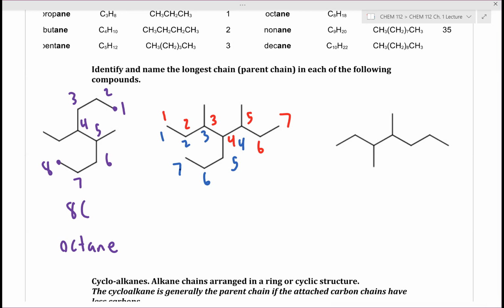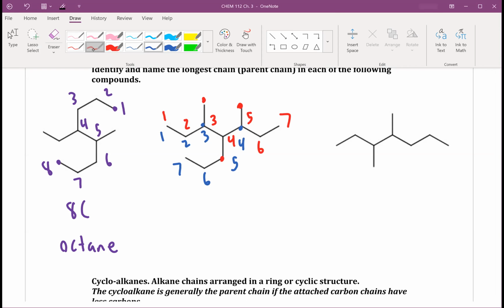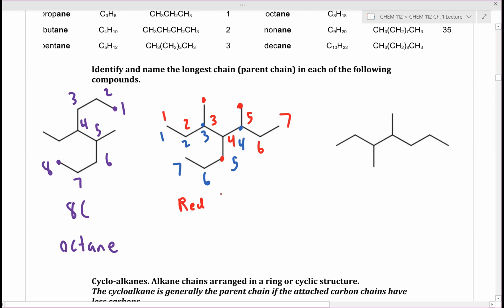The red chain, let's highlight and label, has a total of 1, 2, 3 different alkyl groups attached. The blue chain, by comparison, has a total of 1, 2 alkyl chains. Because the red chain has more branching side chains, more alkyl chains attached, we choose the red chain preferentially. So the red chain wins out. And it's a 7-carbon chain that we call a heptane chain. So the number of alkyl groups attached is your tiebreaker.